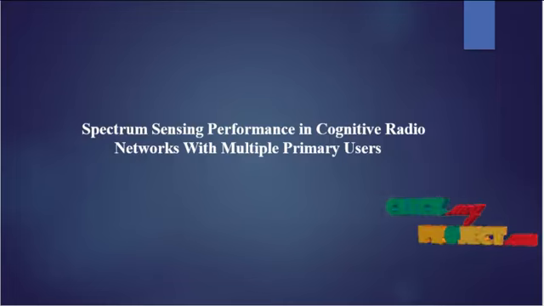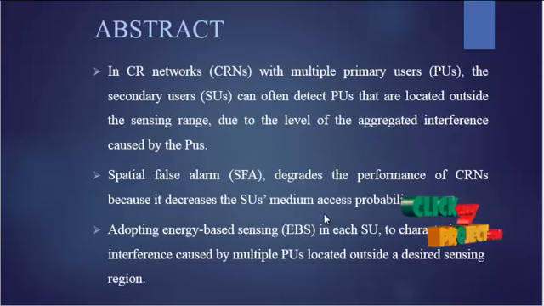Our project title is Spectrum Sensing Performance in Cognitive Radio Networks with Multiple Primary Users. In cognitive radio networks with multiple primary users, the secondary users are often located outside the sensing range due to the aggregated interference caused by the primary user. Due to this condition, the probability of spatial false alarm increases and the performance of the cognitive radio network decreases.